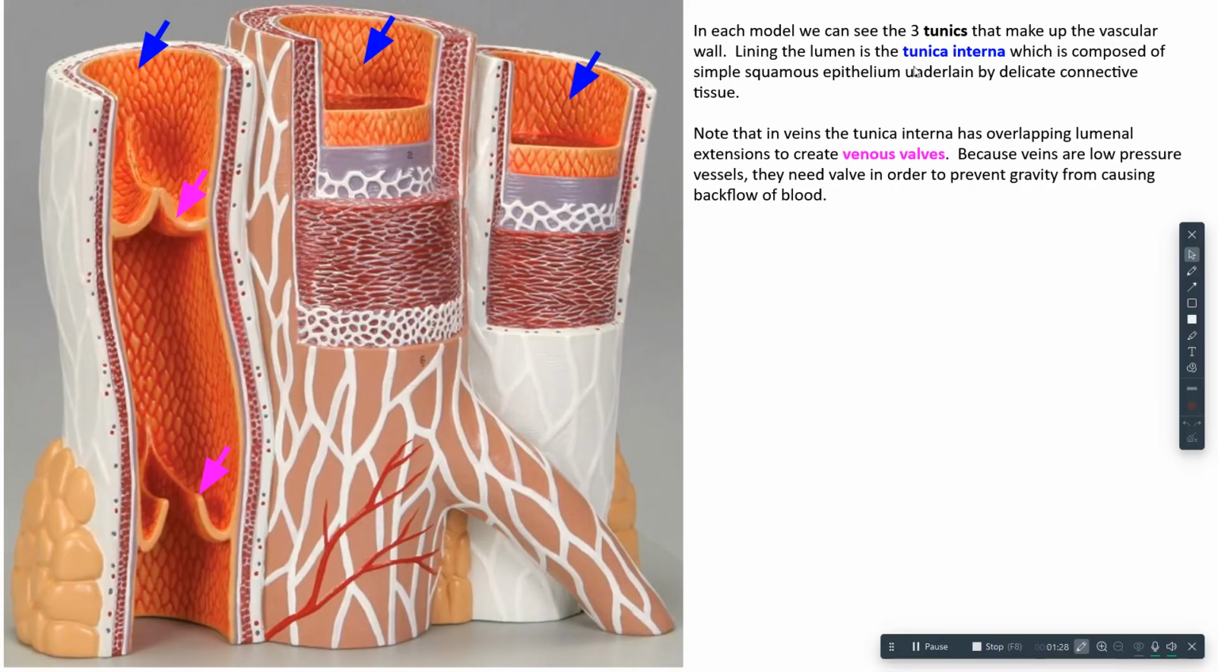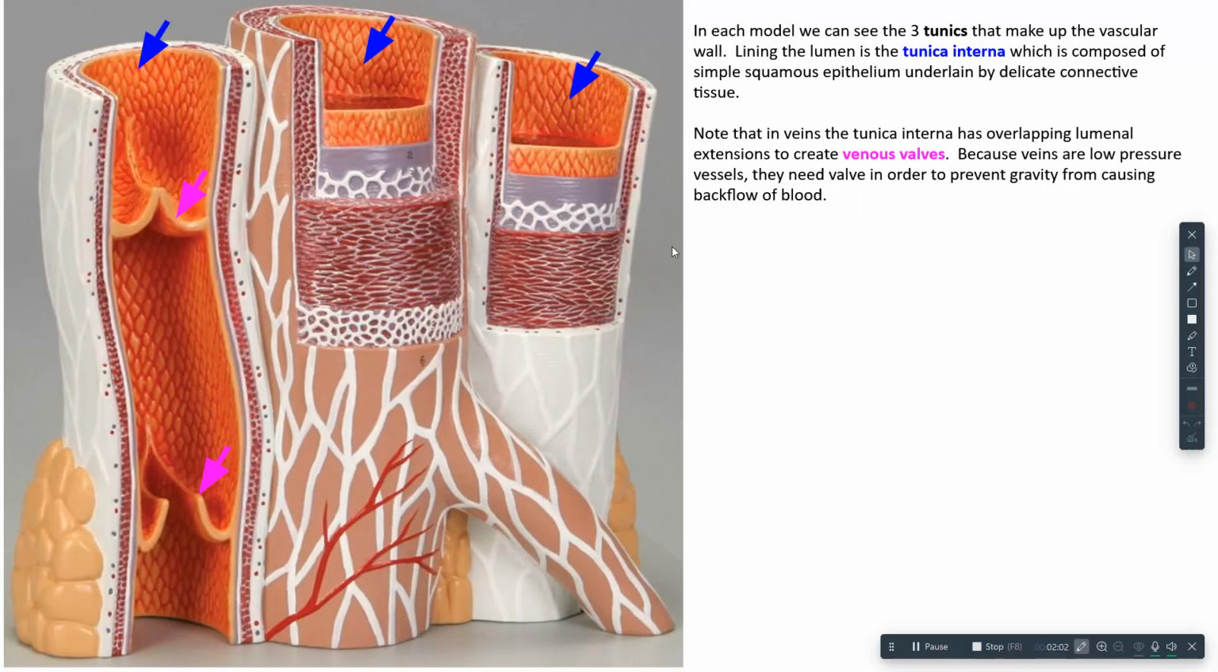That is called the tunica interna, and it is simple squamous epithelium with a little bit of delicate areolar connective tissue underneath it. And it is the one lining the lumen of the blood vessel in all 3 instances, in the veins and in the artery in the middle here. The orange layer of simple squamous epithelium with a little bit of connective tissue is the tunica interna. Now it's actually the tunica interna that has these extensions that become the valves.